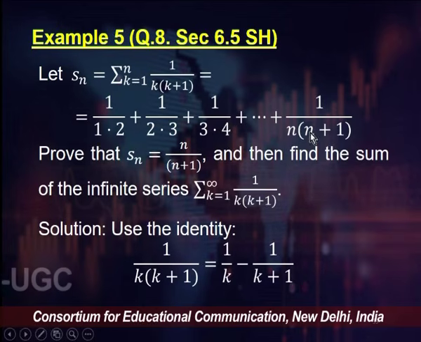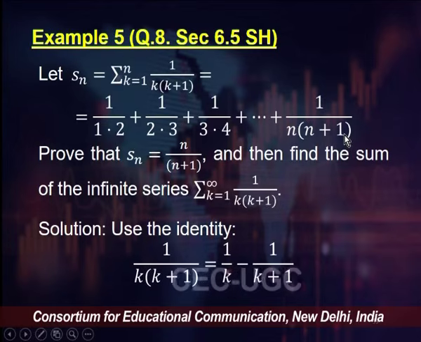So that's summation k going from 1 to n, 1 by k times k plus 1. So if you just open up this series, this is a finite series. If I put k equal to 1, then I am going to get 1 divided by 1 times 2, then when k is 2, 1 divided by 2 times 3, plus 1 divided by 3 times 4, and so on till 1 divided by n times n plus 1. We will take you in the next step to an infinite series.